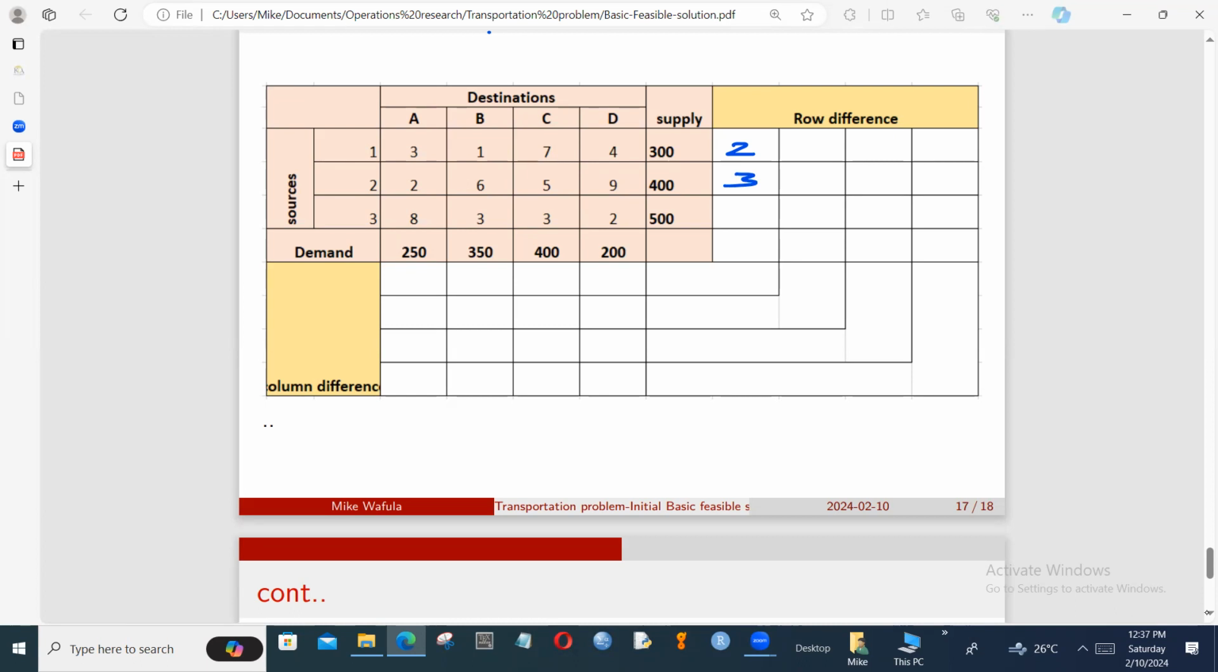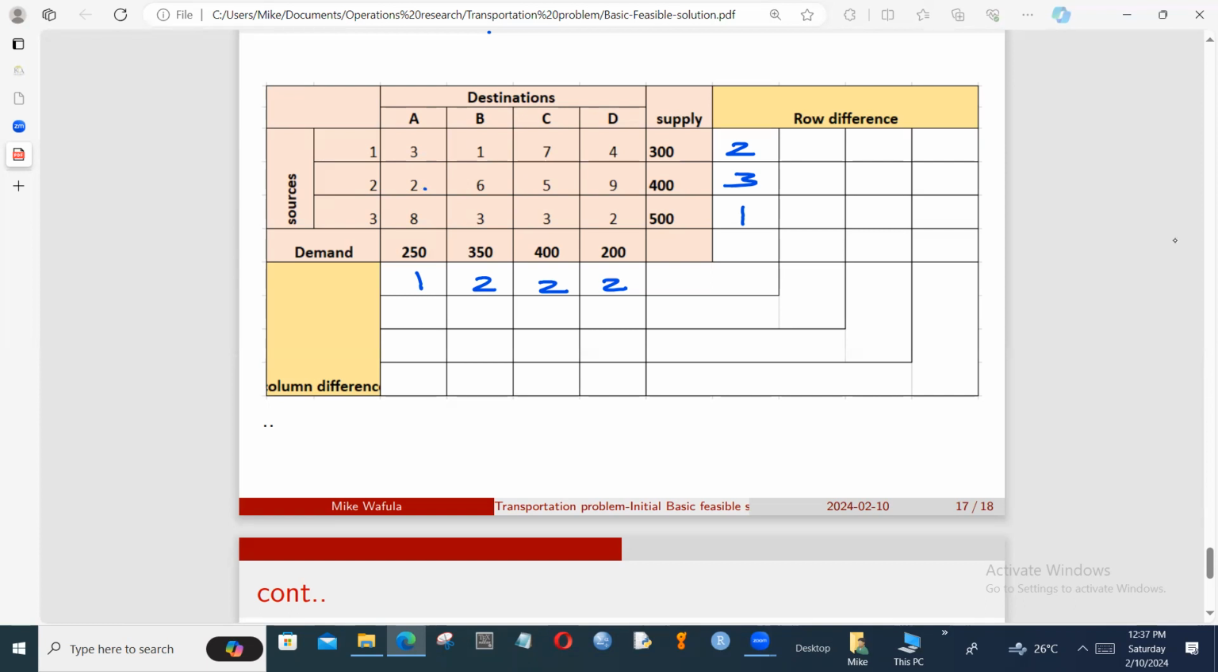So what will be the row difference for row 3? Row 3 will be what? 1. That's correct. 1. Now we do the same to the columns as well. When we look at column A, the best route is this one where you're spending 2, and the second best is 3. So the difference is 1. So that's a column difference. And then we check column B, it will be 2. Then column C will be 3 and 5, 2. That's 2. And then this is also 2.